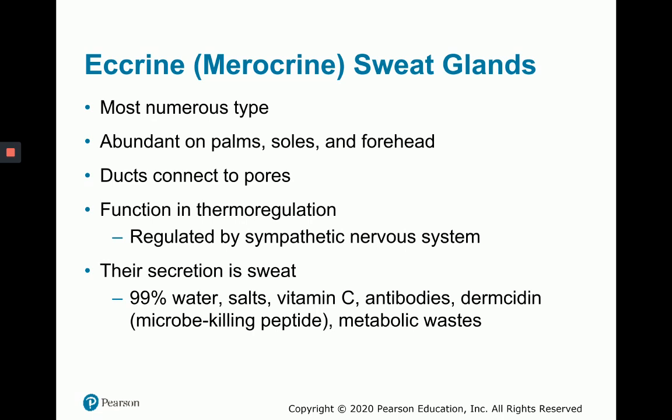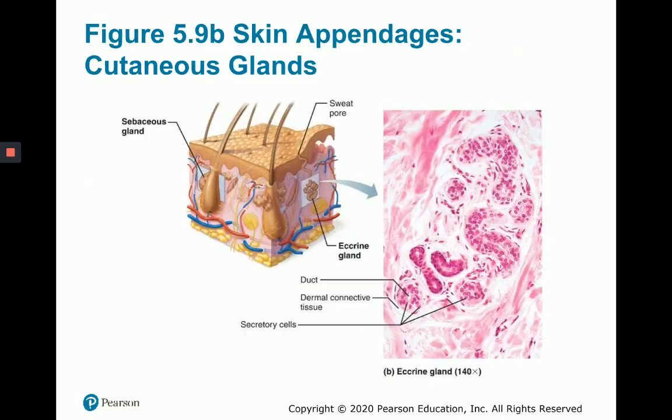These types of sweat glands have ducts that connect to pores, and they function mainly in thermoregulation. So they're going to be controlled by the sympathetic nervous system. Their secretion you would call sweat, and it's mostly water. Most sweat is water. There's some salts, other ions, things inside sweat glands like vitamin C, antibodies, dermacidin, which is antimicrobial, and some metabolic waste, usually nitrogenous. So again, we're talking about eccrine sweat glands.